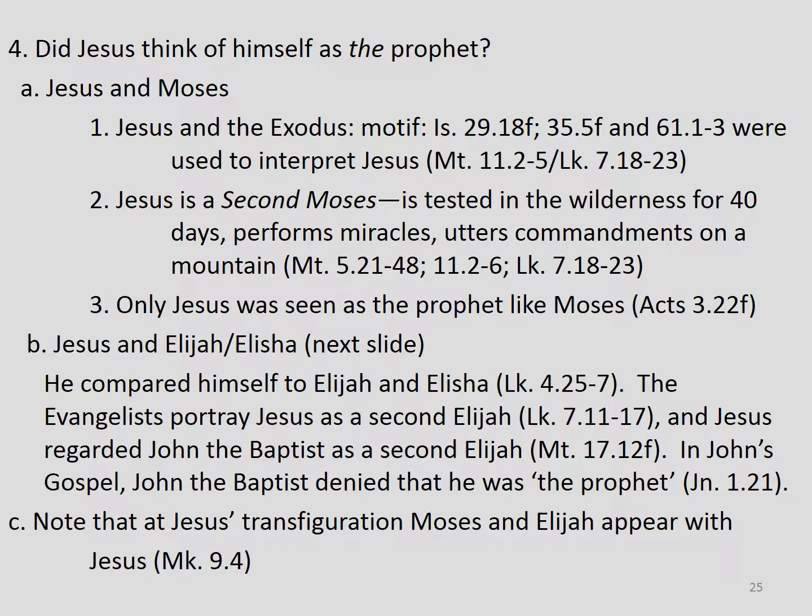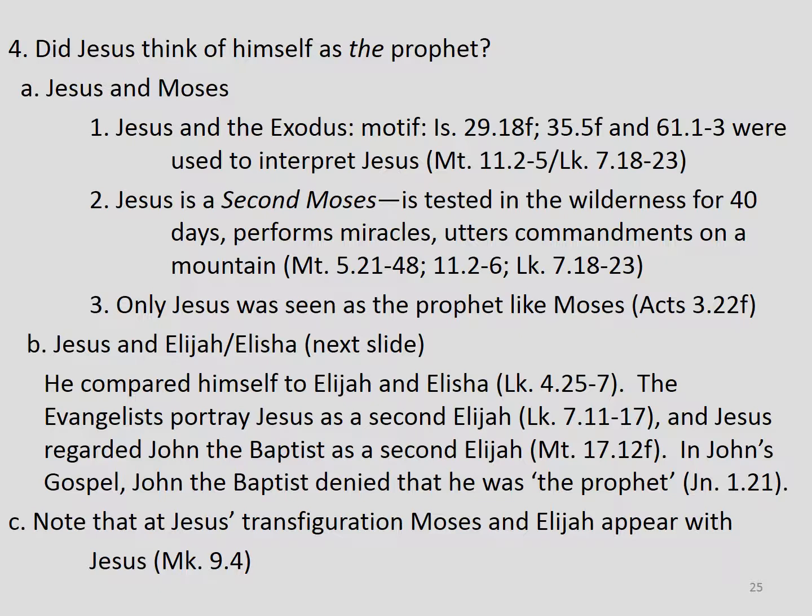And so the second point here is that Jesus is like a second Moses. He is tested in the wilderness for 40 days. Now, it could also be said, and should be said, that here Jesus is also like Israel. He takes on himself the role of Israel, but also, of course, Moses is the leader of Israel in the wilderness. And he performs miracles like Moses did when they left Egypt as well as in the wilderness, as he led his people through the wilderness. And he utters commandments on a mountain, just as Moses received the commandments from God on a mountain. And according to Acts chapter 3, verses 22 and 23, the parallel between Jesus and Moses is made explicit. Jesus was seen as the prophet like Moses.